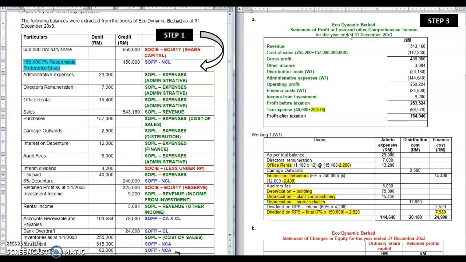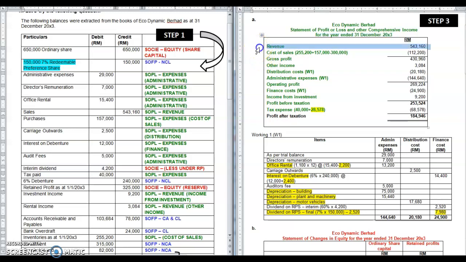So don't forget that for SOPL we use the phrase "for the year ended 31st December 2003", since we are reporting the whole period. We are reporting all the income and expenditure, or revenue and expenses, for the whole period. Next, you start to report all the revenue and expenses accordingly. Remember, follow the format closely.